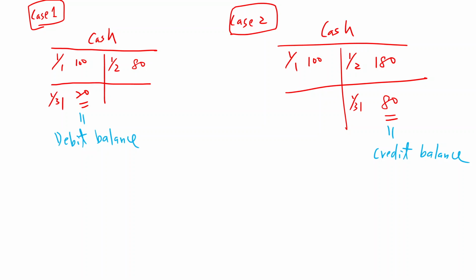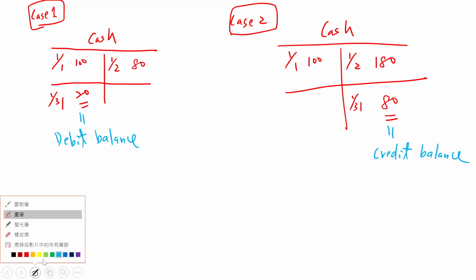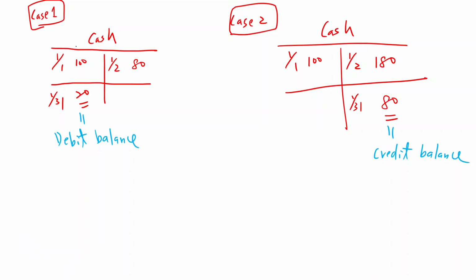You pay 80, so the final number is 20, the cash left. You still have the cash 20, okay? So you have the cash, cash is your asset. Asset increases on the debit side, right? Asset decreases on the credit side. So what does it mean?